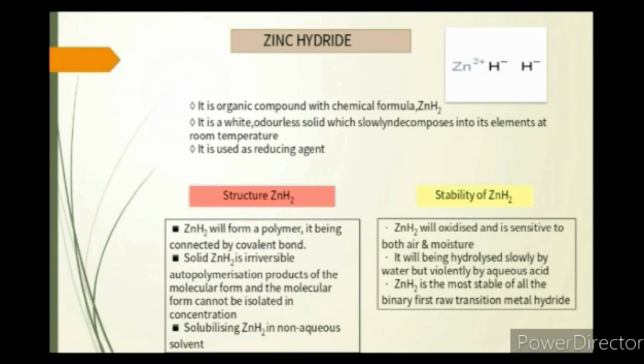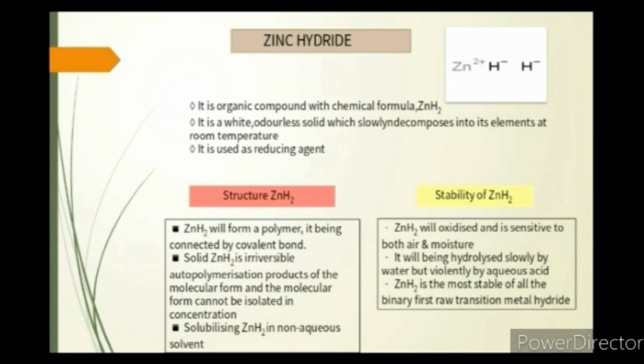Structure of zinc hydride. Zinc hydride is a polymer that is connected by covalent bonds. Solid zinc hydride is the irreversible auto-polymerization product of the molecular form, and the molecular form cannot be isolated in concentration. Zinc hydride is insoluble in non-aqueous solvent.